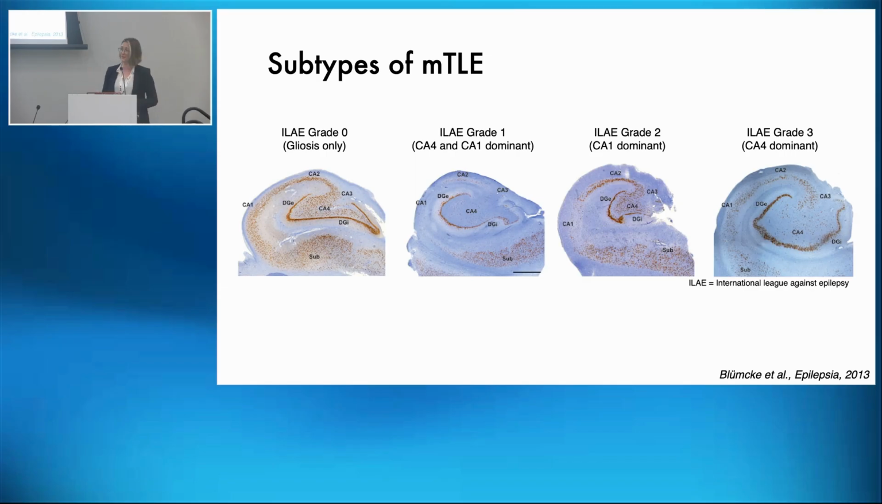The superheroes of the International League Against Epilepsy in 2013 used the cell loss to define these ILAE grades. ILAE 0 is classically thought of as the gliosis-only type, where there's no neuronal cell loss, while ILAE grade 1 shows CA4 and CA1 prominent cell loss, which you can see here by the absence of the staining of the neurons. ILAE grade 2 shows CA1 prominent cell loss, and ILAE 3, which is the most rare form, shows CA4 prominent cell loss. This has been really helpful to group patients and to begin to understand MTLE a little bit better.